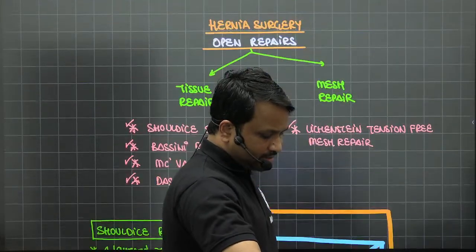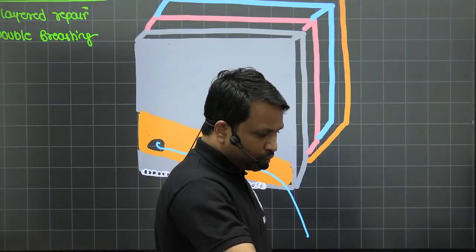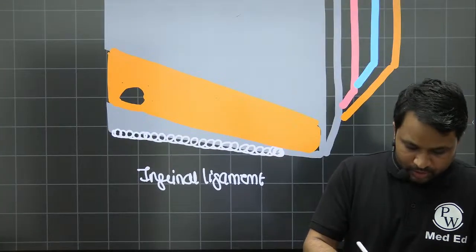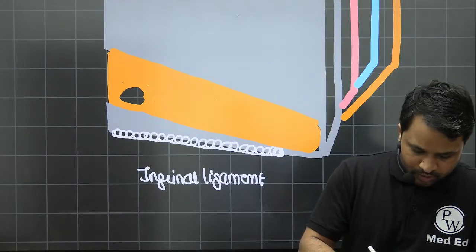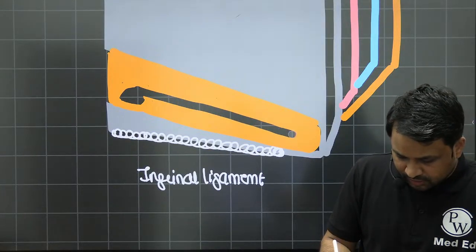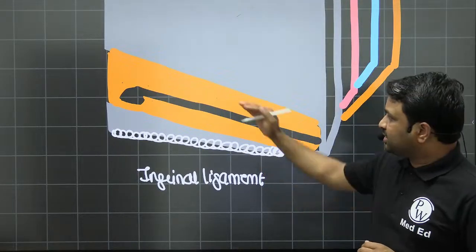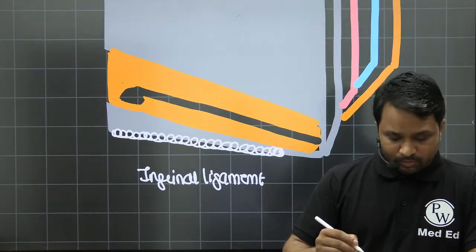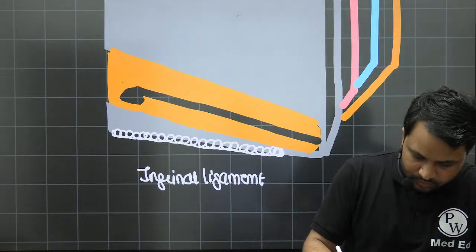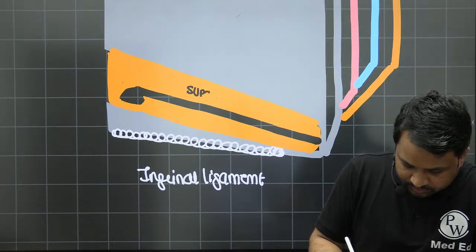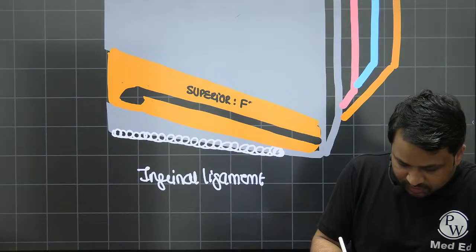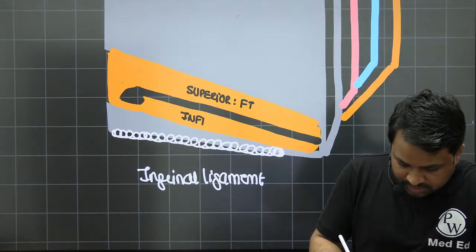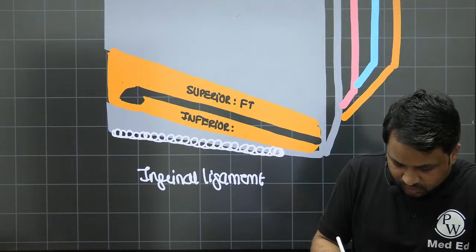Now the Shouldice repair says that you have to repair this entire area in toto. So we are going to open up the fascia transversalis also. I'm going to take it up, and I'm now going to open the fascia transversalis from the deep inguinal ring. So now I open the fascia transversalis. There is a superior leaf of the fascia transversalis and an inferior leaf of the fascia transversalis, right? This is the superior leaflet of the fascia transversalis. This is the inferior leaflet of the fascia transversalis.